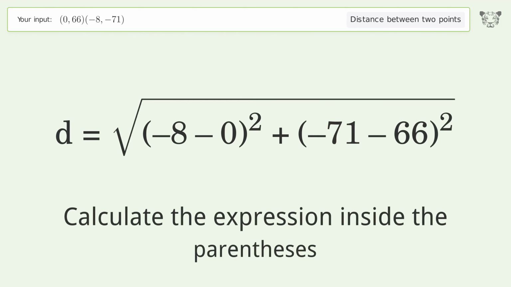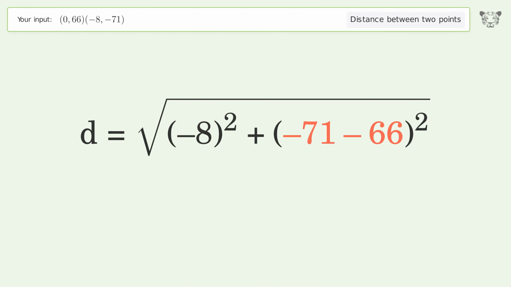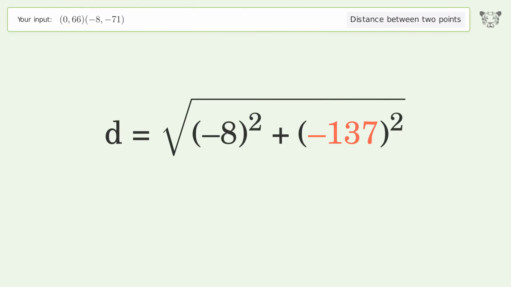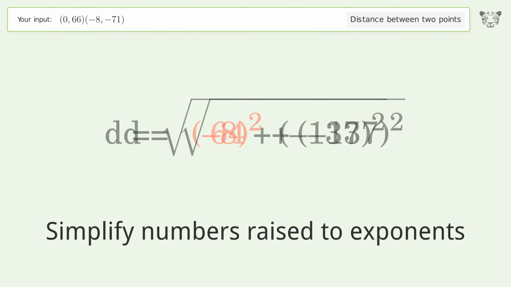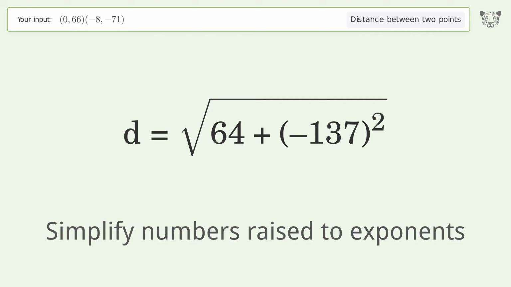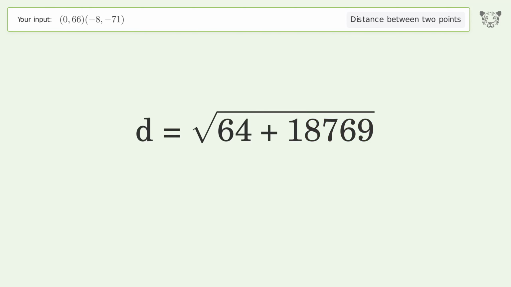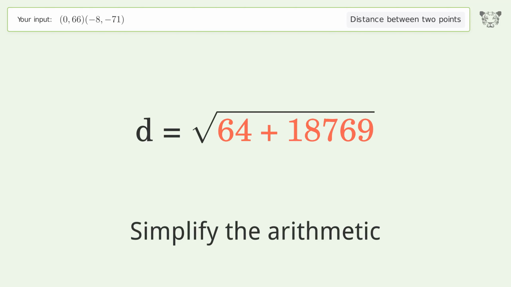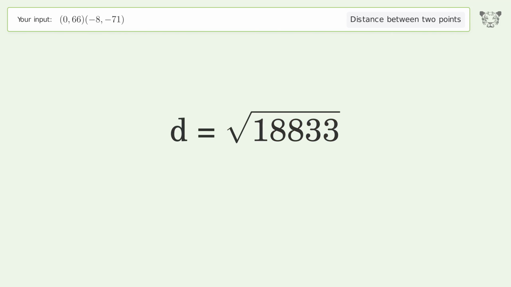Calculate the expression inside the parentheses. Simplify numbers raised to exponents. Simplify the arithmetic. And so the distance between the 2 points is the square root of 18,833, or 137.233.